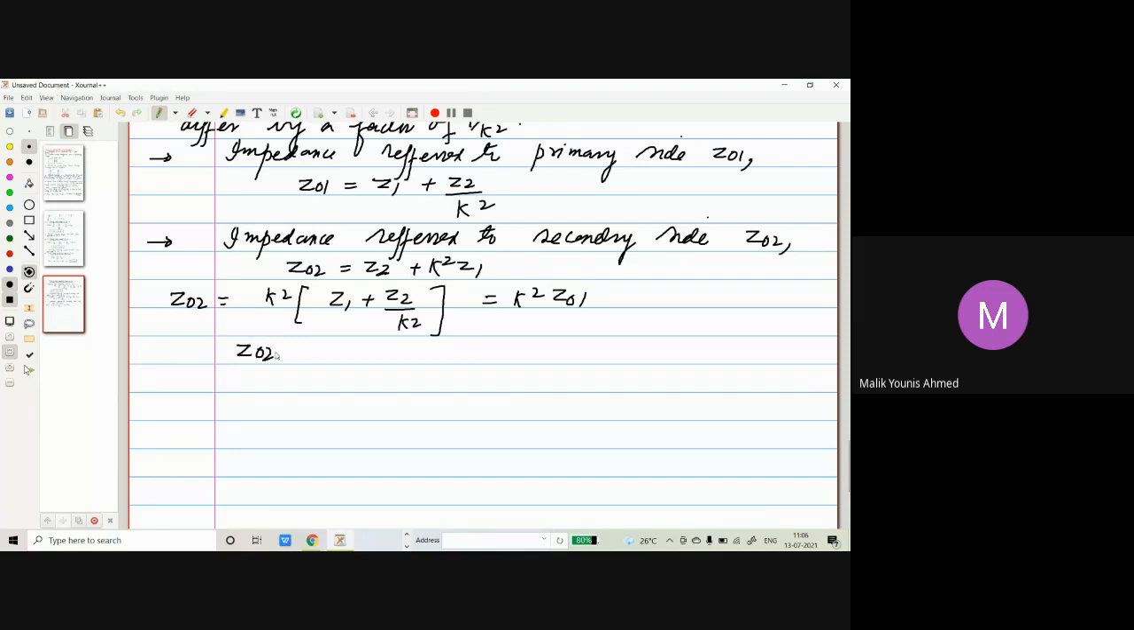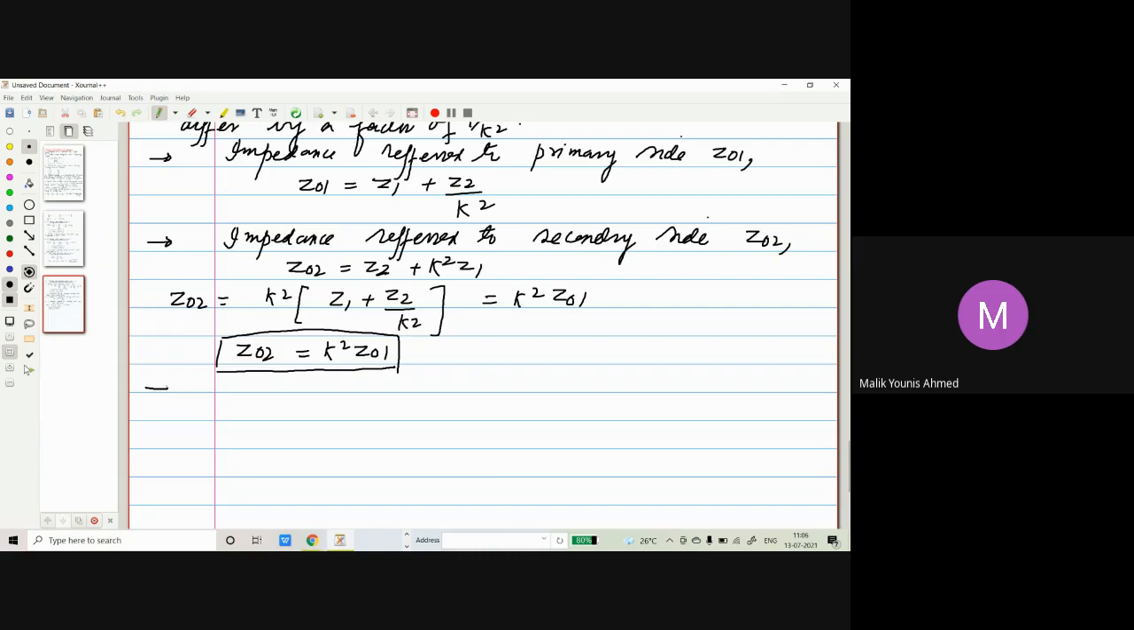So here also, you can say the impedance referred to the secondary side will be equal to K square times the impedance referred to the primary side. Again, the referred values of the impedance, either to the primary or secondary, also differ by a factor of K square.